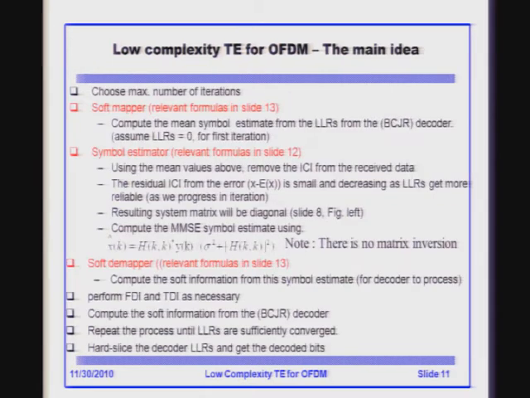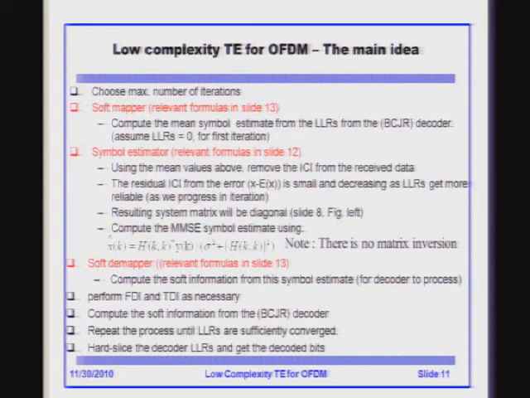So in the earlier slide, we had three blocks that we wanted to discuss, out of which the soft mapper we have already seen. The soft mapper computes the mean symbol estimate from the LLRs, and we have derived the new equations for this that will fit into our scheme. Our main contribution is the symbol estimator, a new way of finding the symbol estimation. And how we do that.